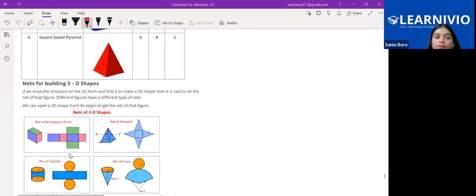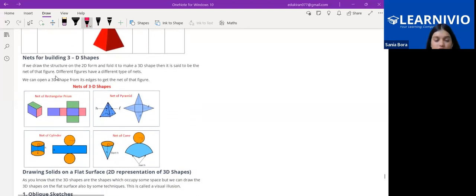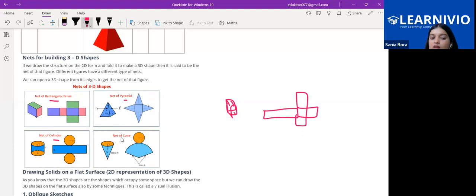Okay, that's it till here. Now next, building 3D shapes. If we draw a structure in 2D form and fold it, and it makes a 3D shape, it is said to be the net of that figure. So when 2D is converted to 3D, you will say it is the net of that figure. Different figures have different types of nets. We can open a 3D shape along its edges to get the net of the figure. For example, if you open it like this, this will be the net. You can see this is a rectangular prism, this is a pyramid, this is a cylinder, and this is a cone. You just open it and this is a net.